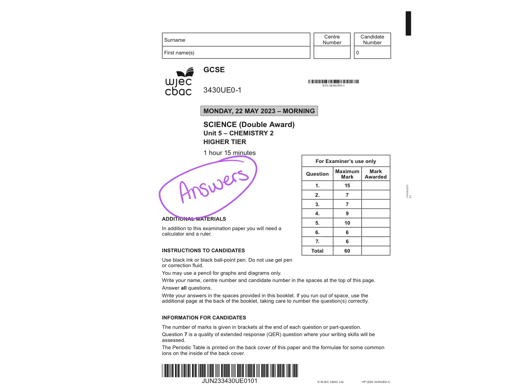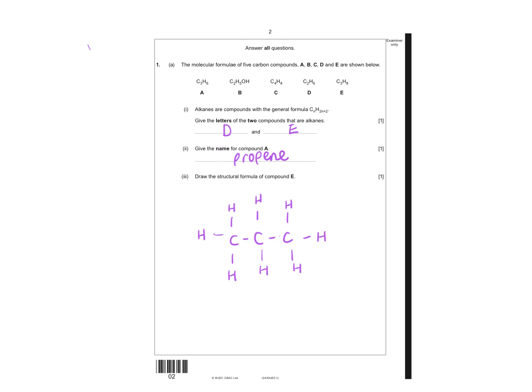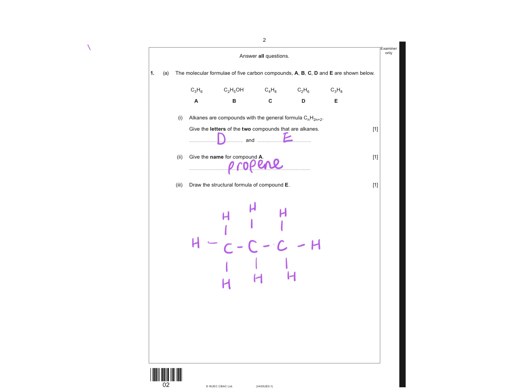So this is the double award higher paper from 2023. Last question then, it says alkanes are compounds with a general formula CnH2n+2. Give two letters where compounds are alkanes. So that's obviously an alcohol, so you're going to get rid of that straight away. Then you're looking for things where it's 2n+2, so it's going to be D and E. These two are alkenes.